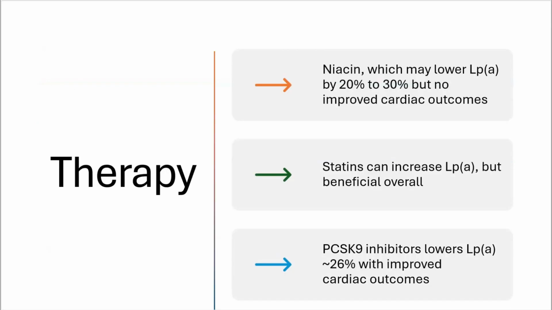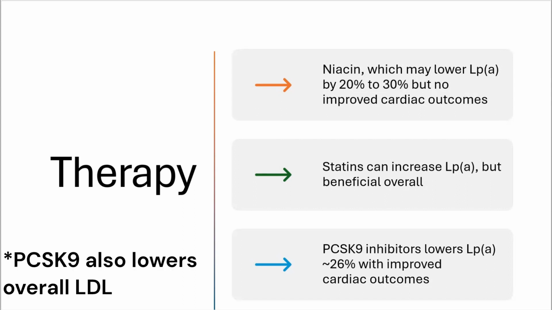With regard to therapy, niacin can lower Lp(a) by 20 to 30%, but there is no improved cardiac outcomes. Statins can increase Lp(a), but there's an overall benefit to lowered LDL. And PCSK9 inhibitors lower Lp(a) by about 26% with improved cardiac outcomes. However, this is a very expensive drug.